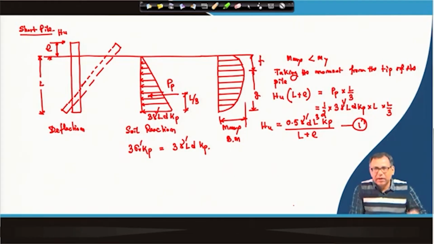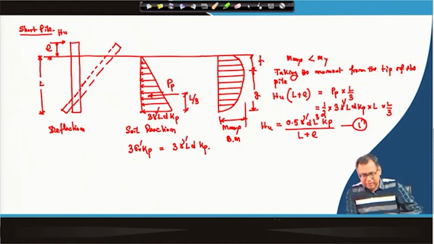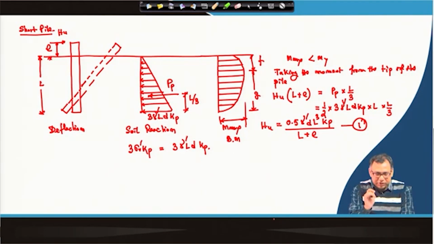And for the intermediate case, that will occur for the fixed headed pile. So, that I will discuss later on. But also for the short free headed pile, the condition is that the maximum moment should not be greater than M y. So, that means we should know the maximum moment.